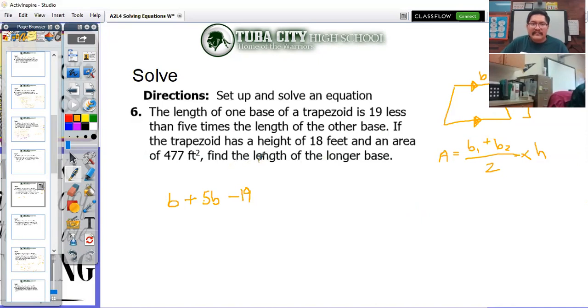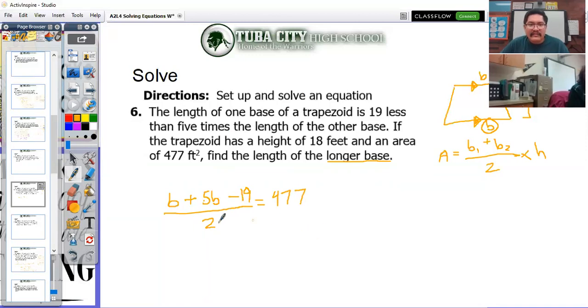And it says to, oh yeah, I forgot to read this line here. So it says it wants to find the length of the longer base. So this is the one here. This is the main one we're looking for. So let me go ahead and fit that in. So let me just double check. The length of one base of the trapezoid is 19 less than 5 times the length of the other one. 5 times minus 19 equals the area, which is 477 feet square.